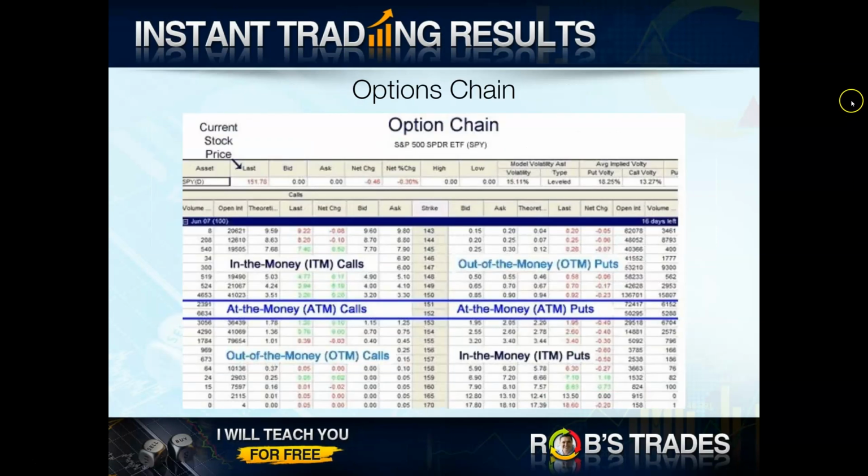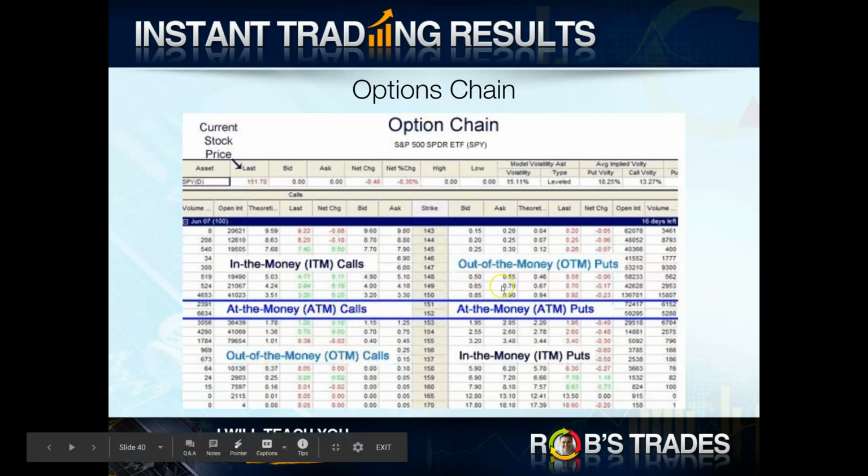The option chain. We had a look at a chain earlier on. Let's have a look at it here again now. So we can see here that the stock is around $151. So around 151, 52 is going to be at the money. Okay, then we can see in the money here for calls, and we can see out of the money here for calls. We can see in the money for puts, and we can see out of the money for puts.